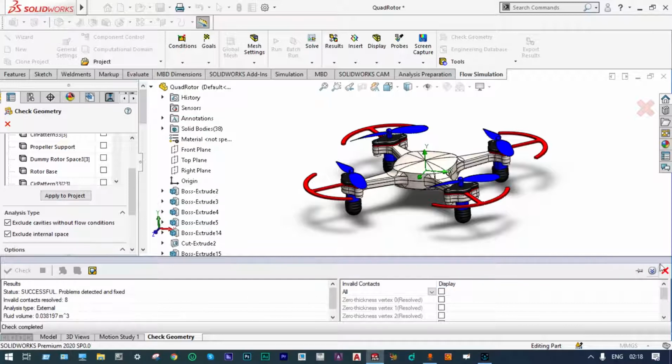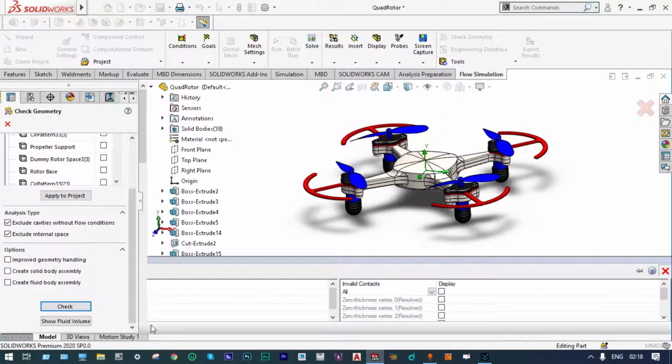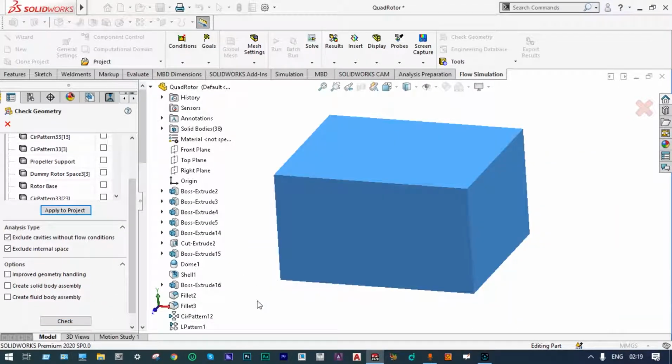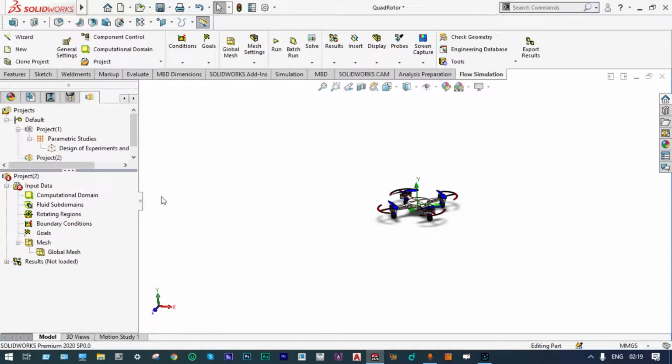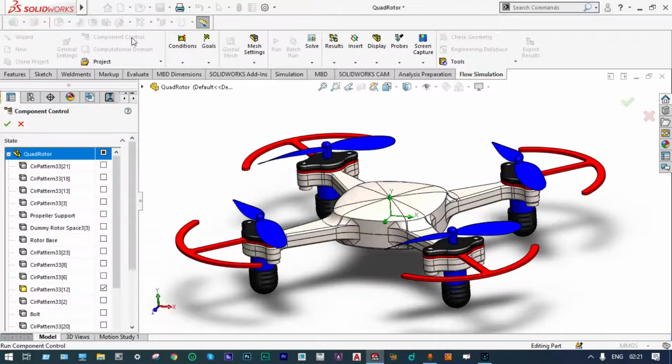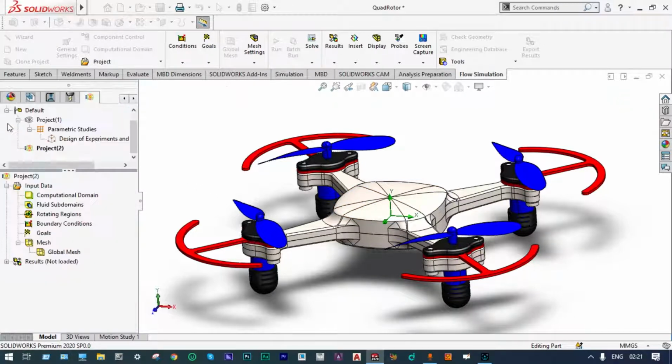Let us see the volume at this moment. This is the computational domain. So everything is right. We can go for simulation right now. This is our project 2. We have disabled a lot of components. The main parts in this simulation are the propellers and also this frame. Okay, so our setup is ready for simulation.